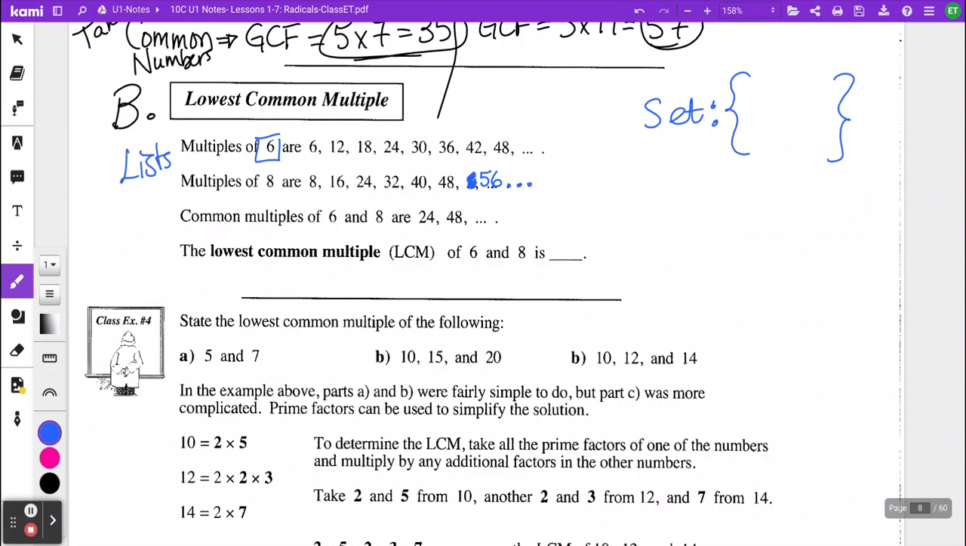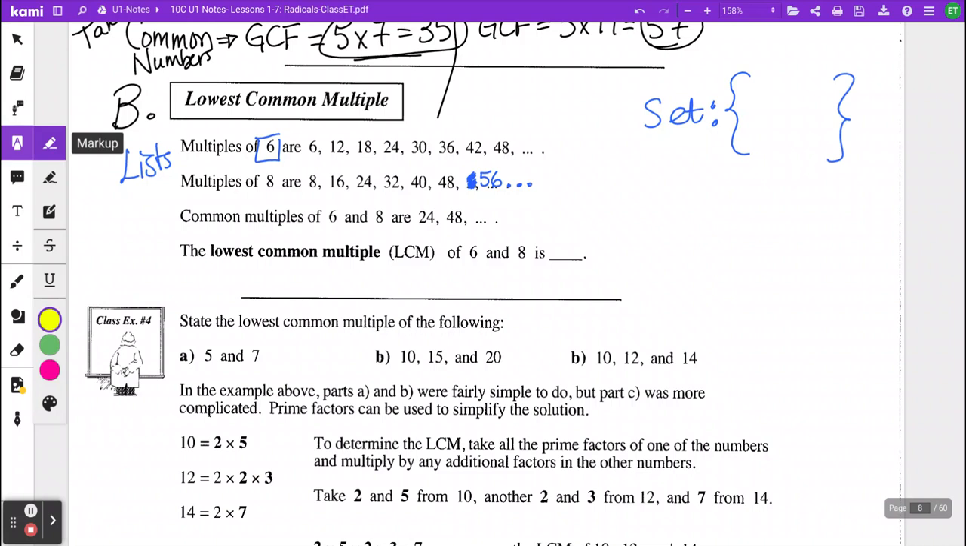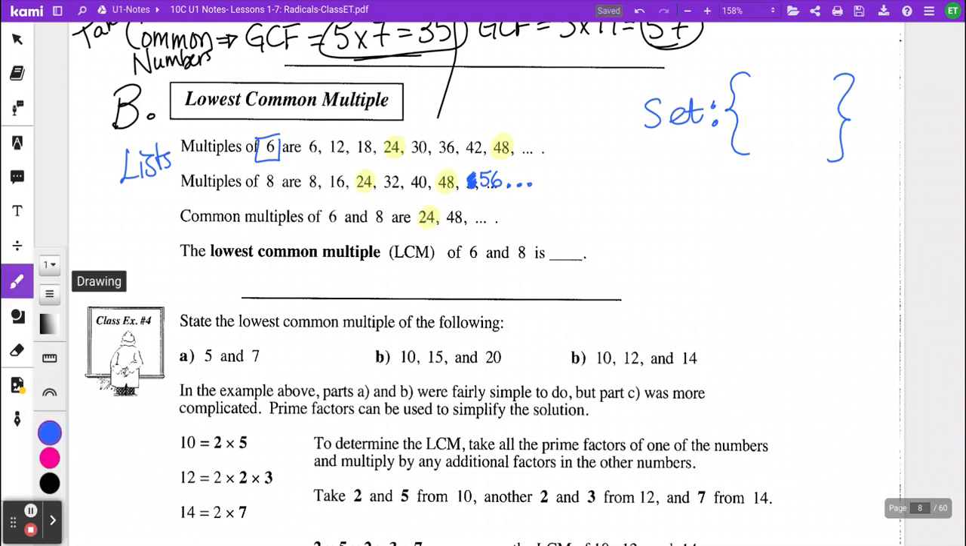Okay, so we're talking about common multiples. If we want common multiples, that means they have to show up in both lists. So far I've got a 24 and a 48. Now we want the lowest, the least. So the lowest common multiple here is 24. It's the lower, smaller number.